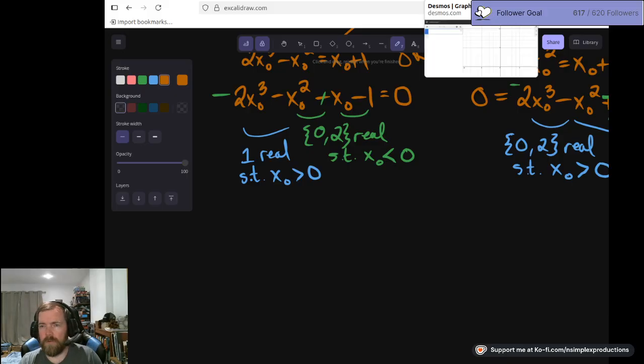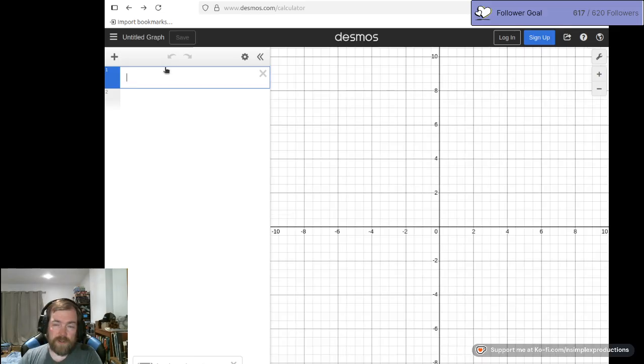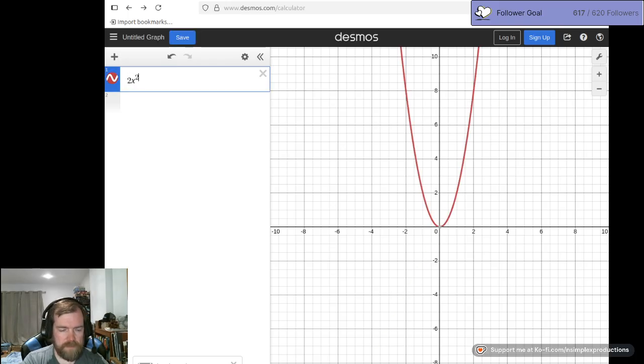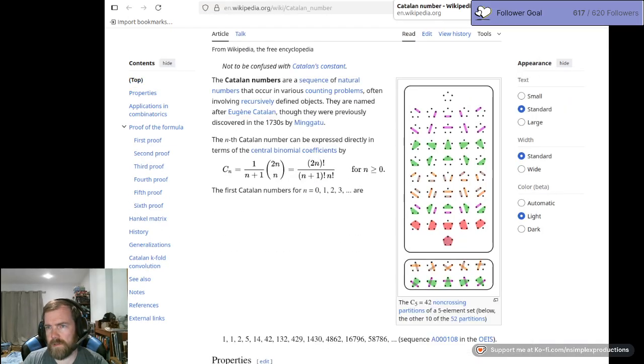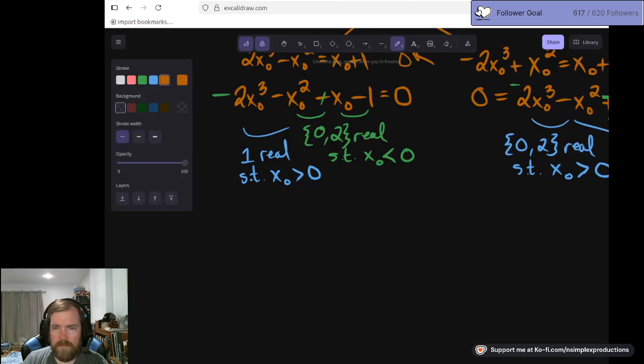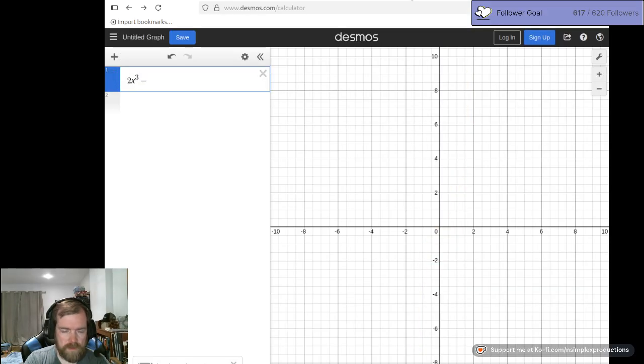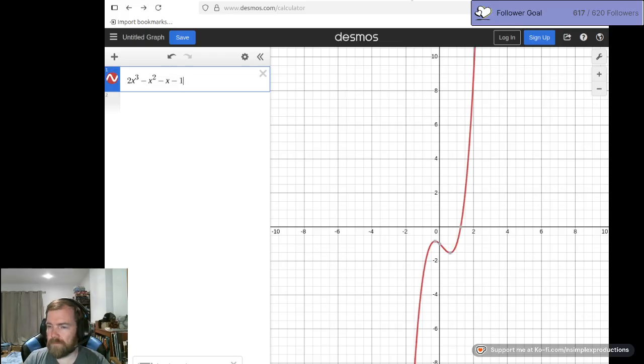At this point, we can go over to Desmos and check it. There are other better ways to go through it, but if you're in a GRE, don't waste your time. 2x cubed, minus, minus, minus. So we do end up getting one particular value there.